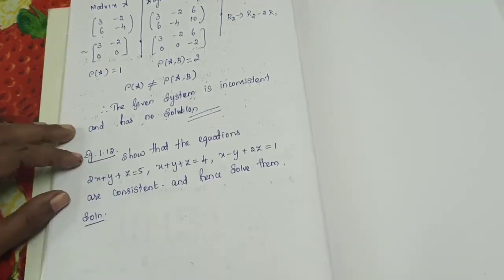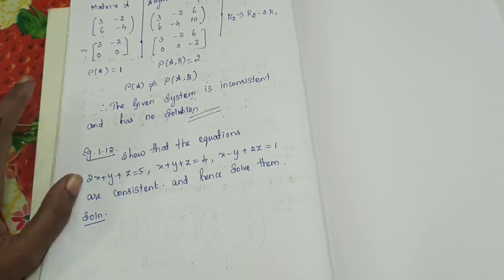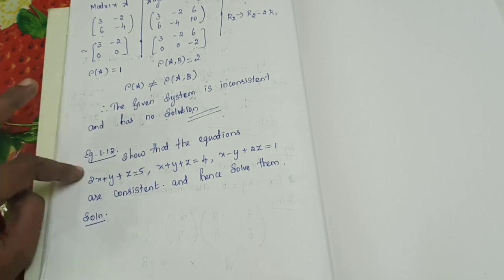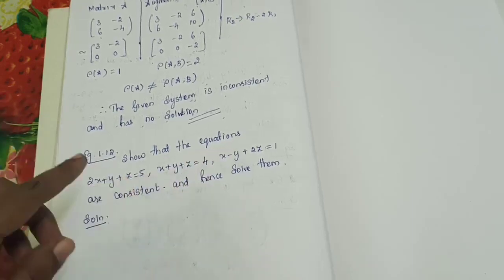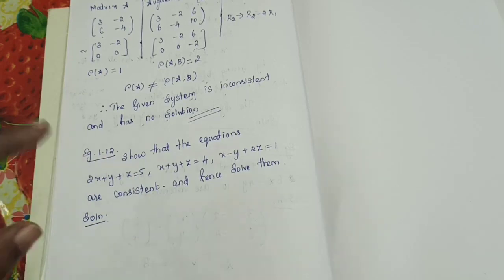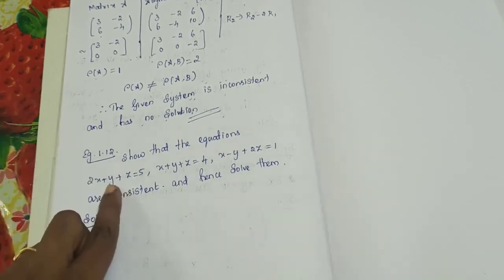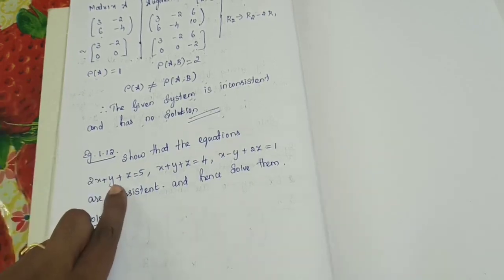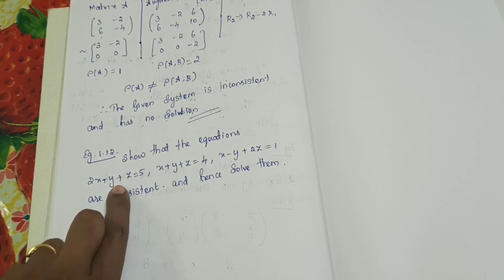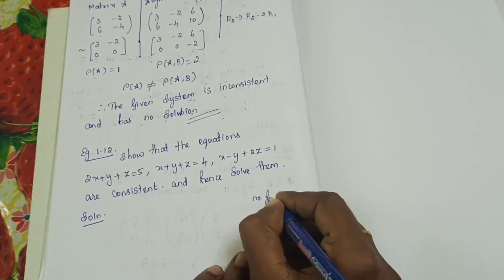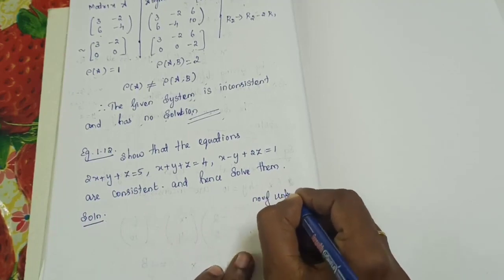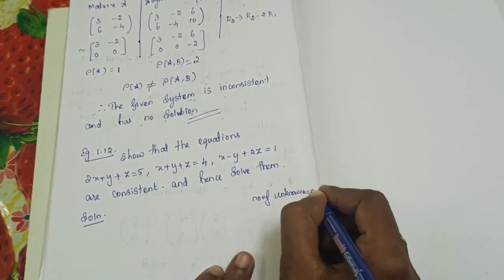Next question is example 1.12. Those 3 questions were 2 by 2 matrices. So this one is somewhat different. Show that the equations, that is, 2 unknowns we have learned. So this one has 3 unknowns. That's the difference. How many unknowns are there? 3 unknowns: x, y and z. So first you write it on the side: number of unknowns is equal to 3.